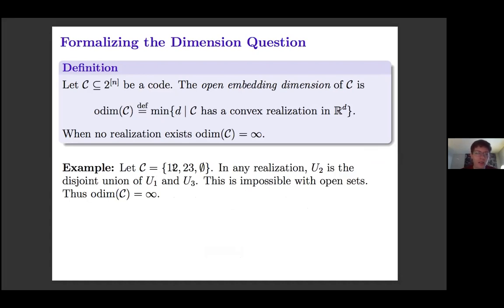If I look at neuron 2, it shows up with 1 and 3, but it never shows up by itself, and 1 and 3 don't overlap. So in any realization, this would say that U2 is the disjoint union of U1 and U3, and that's not possible with even connected sets. And so I can never find a realization of this in any dimension.